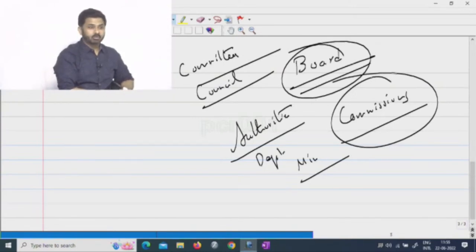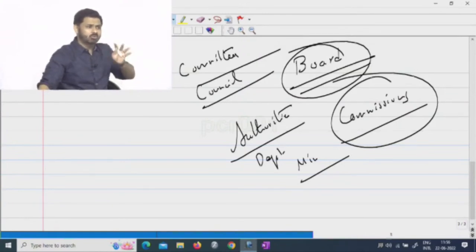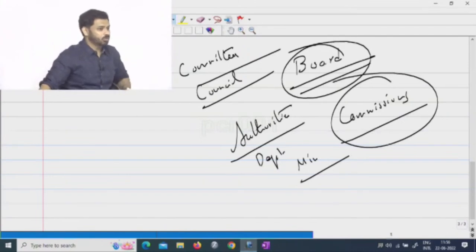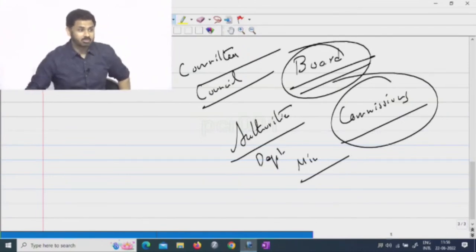Is that clear? So now ultimately you see, central government is what? Central government is in itself an organization in which there are many other organizations. Can we say that central government is all about organization of organization of organization? Right? Government system is a complex whole of organization. What is fundamental then to learn is the working of organization.